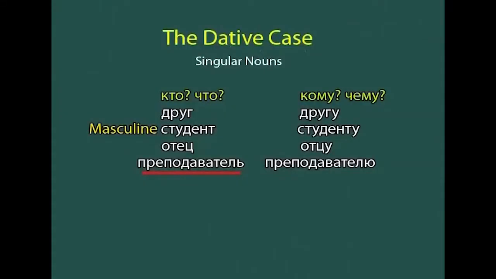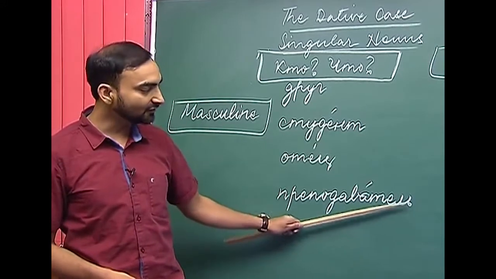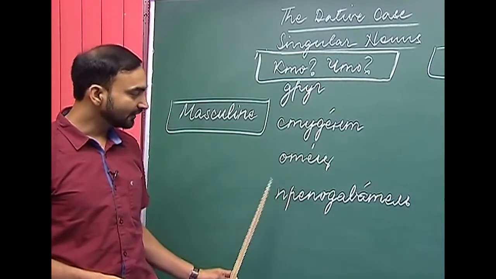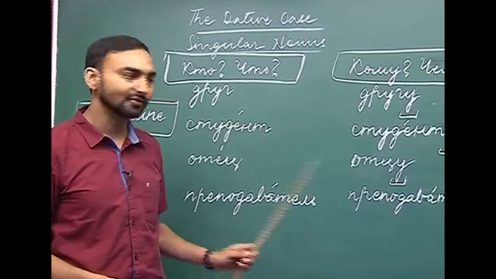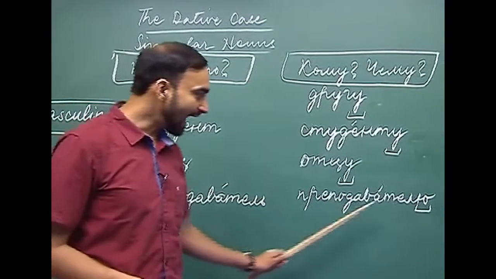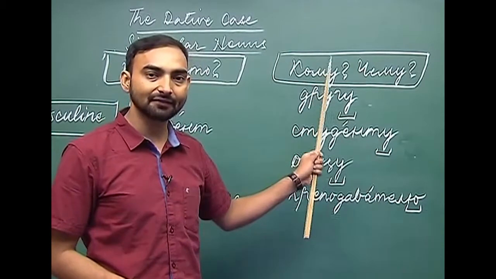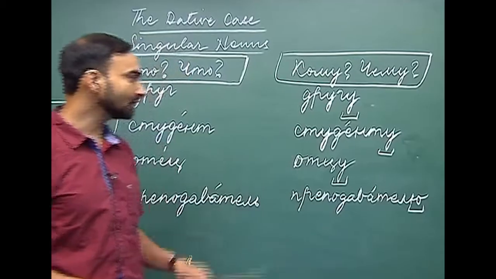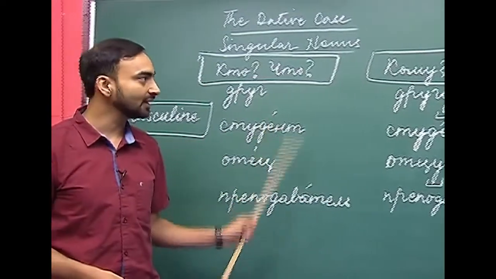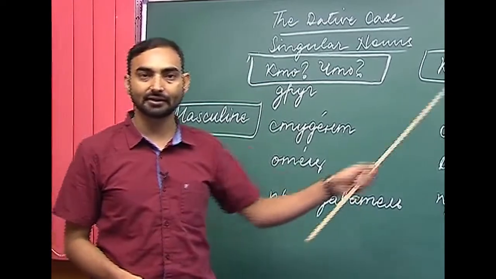The next masculine noun is pripadavatel, which has a soft ending. So it ends with a soft sign. What happens when a masculine noun ends with a soft consonant or soft sign? We add u. So we drop the soft sign and add u to get its dative case form. Pripadavatel, teacher, becomes pripadavatelyu in the dative case. So this is how the masculine nouns decline in the dative case.